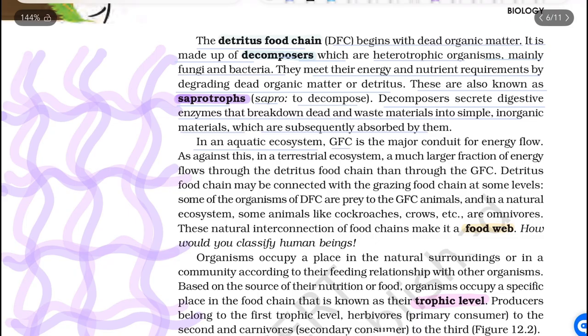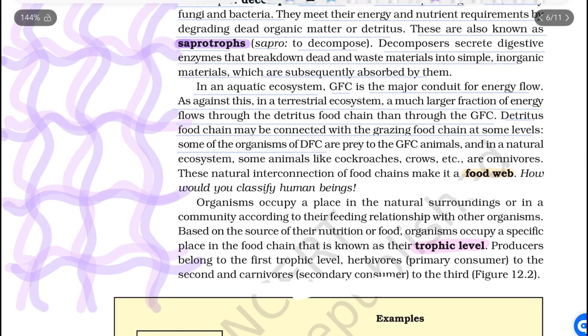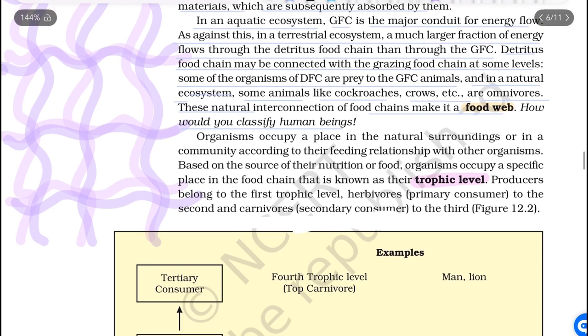In an aquatic ecosystem, GFC is the major conduit for energy flow. As against this, in a terrestrial ecosystem, a much larger fraction of energy flows through the detritus food chain than through the GFC. The detritus food chain may be connected with the grazing food chain at some levels. Some of the organisms of DFC are prey to the GFC animals, and in a natural ecosystem, some animals like cockroaches, crows, etc. are omnivorous. These natural interconnections of food chains make it a food web. How would you classify human beings?